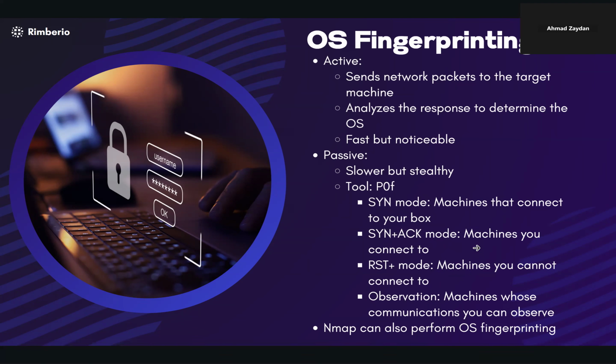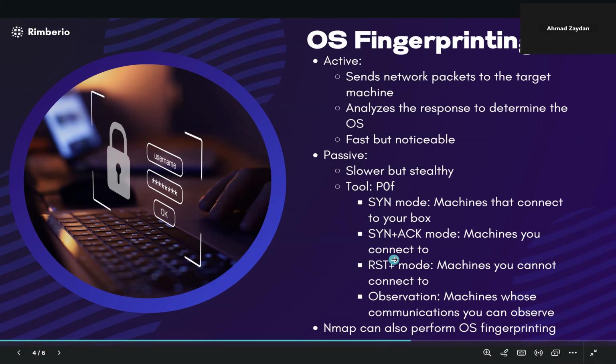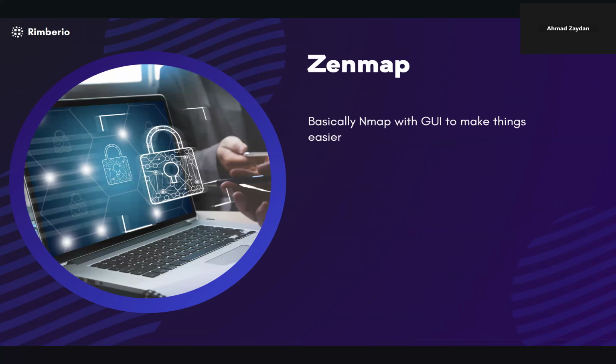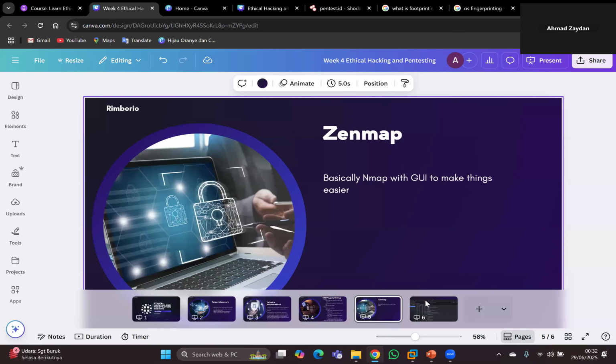The one I'm going to show you is the active method using Nmap, more specifically ZenMap. So ZenMap is basically Nmap with GUI to make things easier. So you don't really need to type in the commands and all that. So I'm going to show you the example straight in Kali.